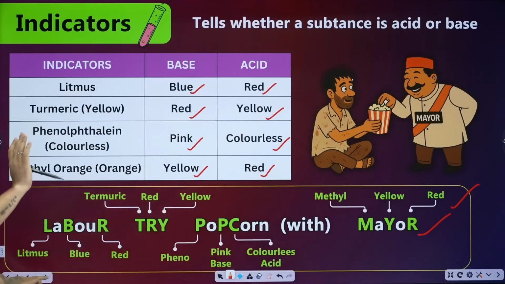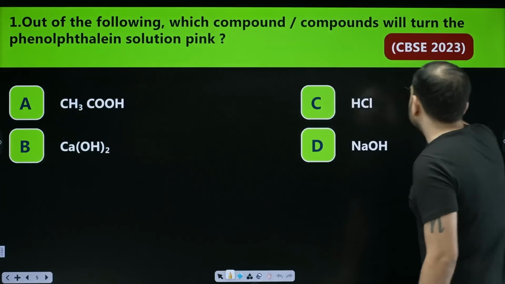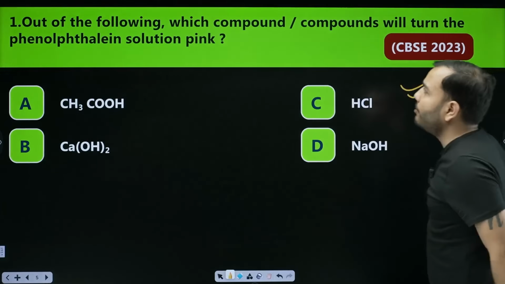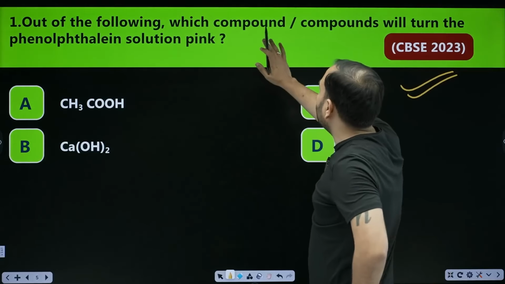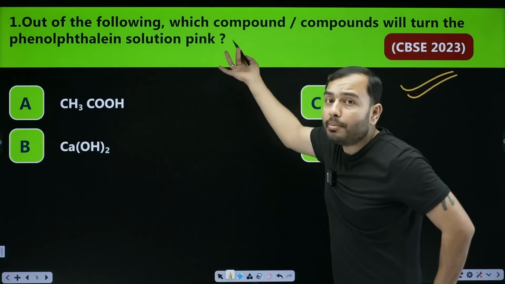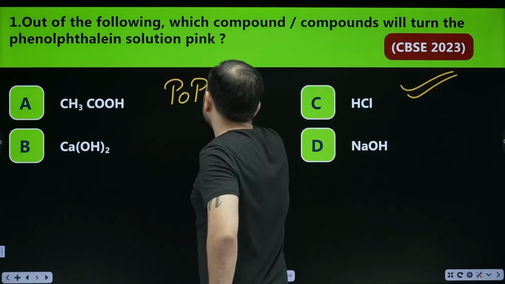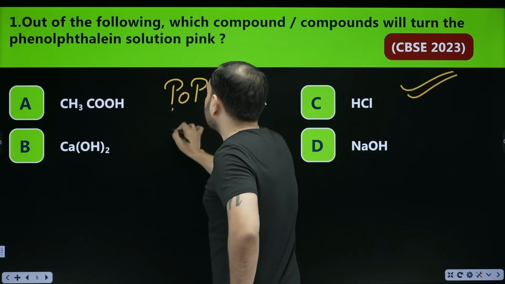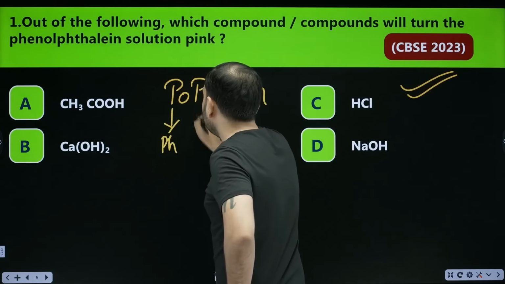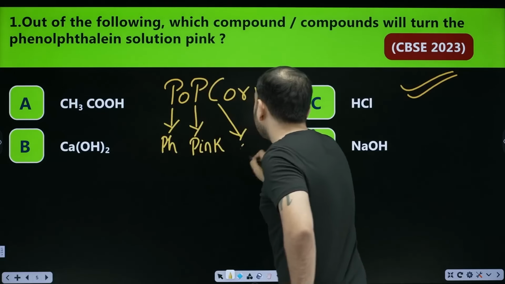Now comes the question. Let's start. Look, CBSE 2023 asked a question. It is from the 2023 board paper. Out of the following, which compound or compounds will turn phenolphthalein solution pink? Phenolphthalein reminds me of popcorn. P means phenolphthalein, P means pink, and C means colorless.